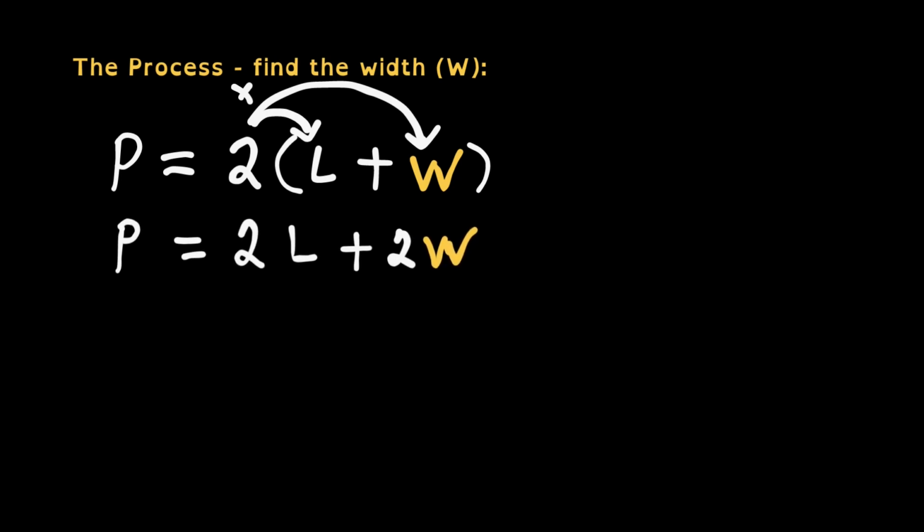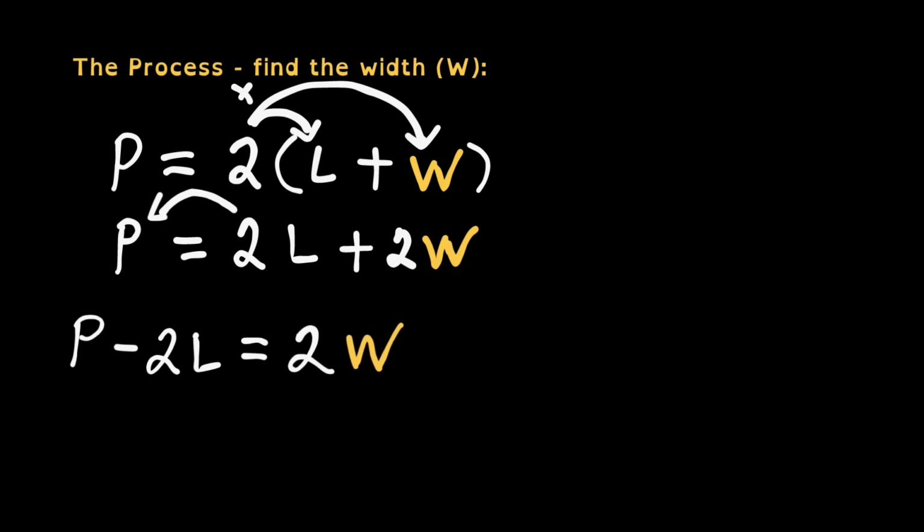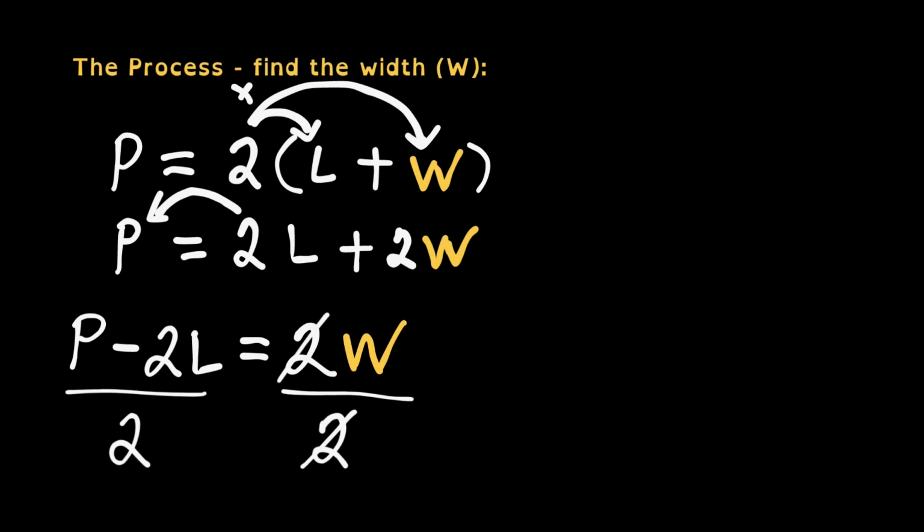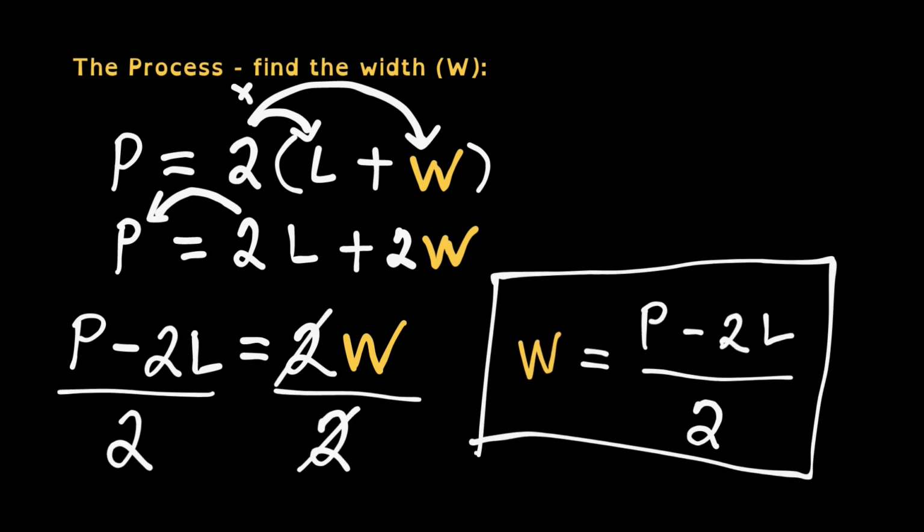Now, make the magic happen. Move all the terms to the other side. P minus twice its length equals twice its width. Finally, unleash your math skills. Divide by the coefficient of the width. W becomes W equals P minus 2L over 2.